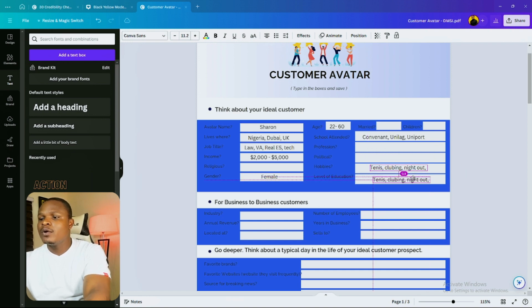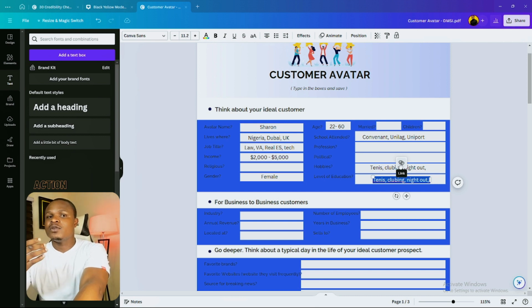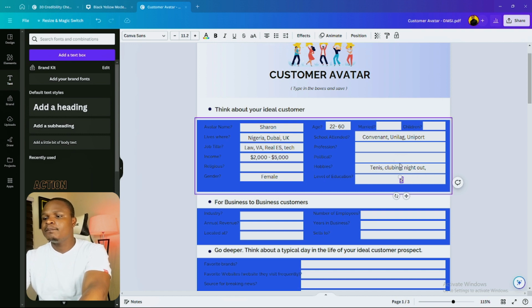Then educational background. Remember, you have to check the age range, then match it with what the educational background is like. So she can be a BSc holder, a graduate. Yes, graduate. Masters, HND, all educational levels you feel this person has attained. Now we are done with the first stage of the customer avatar.